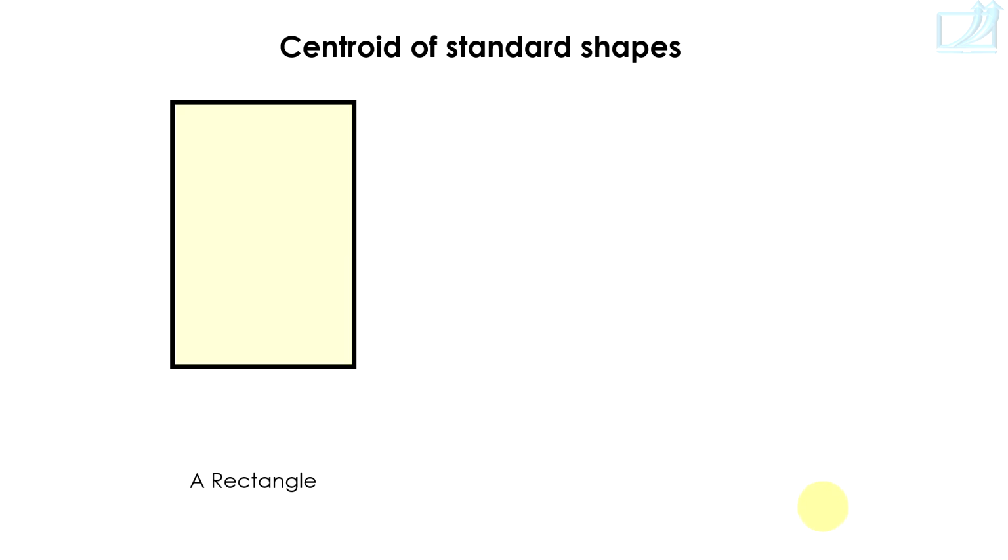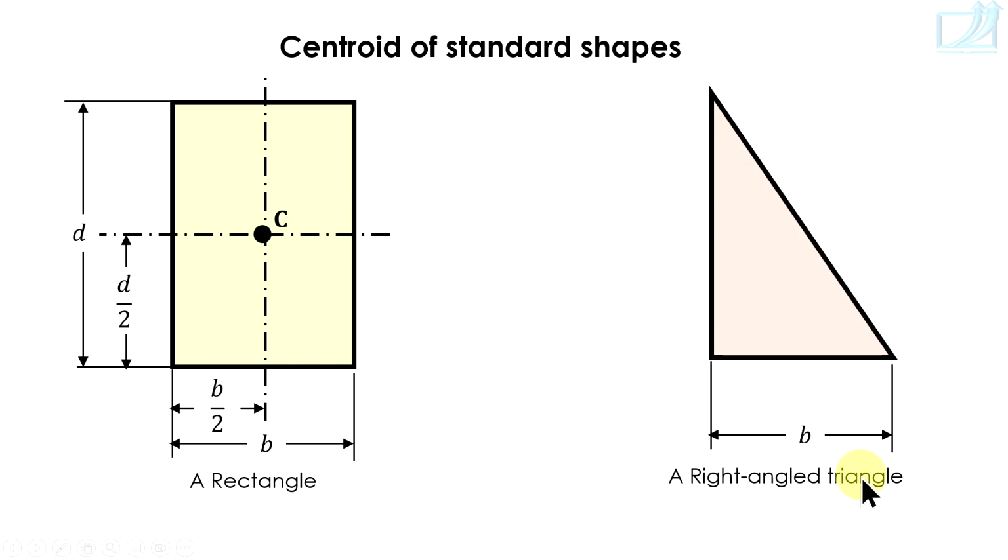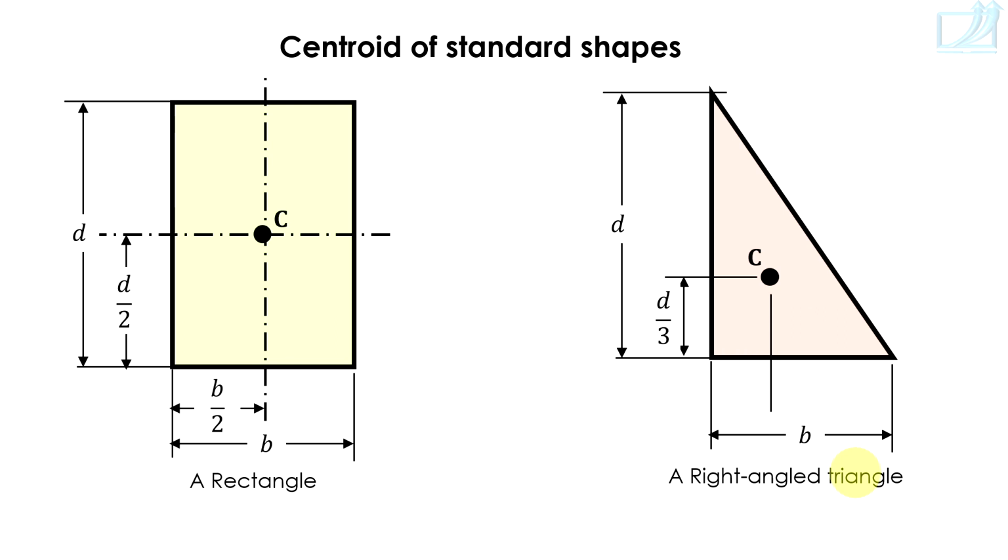Now let's talk about centroid of standard shapes. So a rectangle is a standard shape. So here is a rectangle of base B and height d. B by 2, that is horizontal distance from vertical edge, and d by 2 vertical distance from horizontal edge. Here is a right angle triangle of base B and height d. Somewhere here center of that right angle triangle should be. But it's not somewhere, you know now exactly where it is. From the base it is d by 3, 1/3 of its height. And from the vertical edge it is 1/3 of its base.